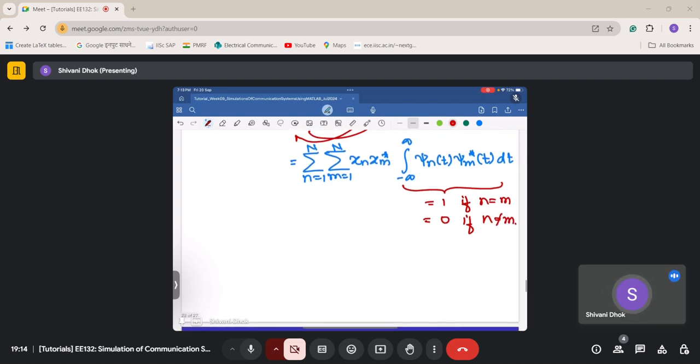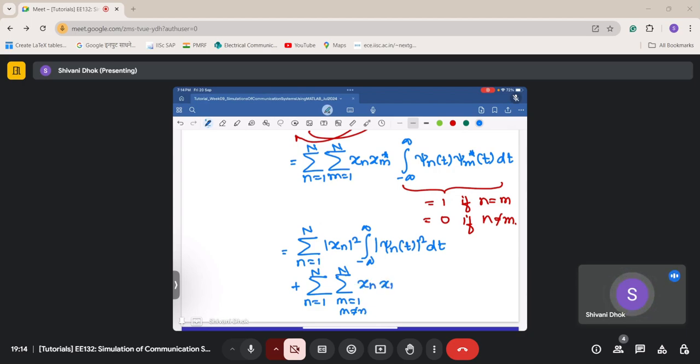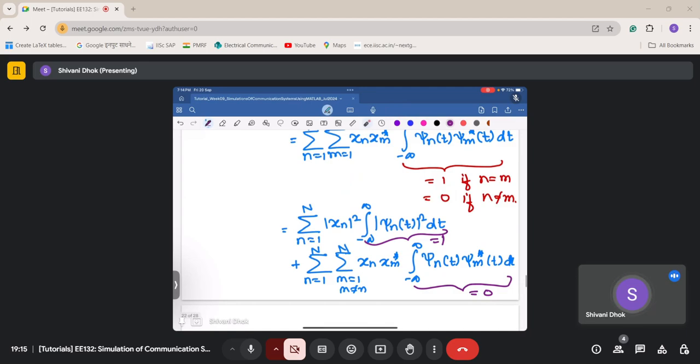So what we will do is split these into two summations. We can write them as summation n equal to 1 to N of magnitude of xn squared into integral from minus infinity to infinity of magnitude of psi n of t squared dt, plus summation n equal to 1 to N, summation m equal to 1 to N with m not equal to n, of xn xm conjugate into integral from minus infinity to infinity of psi n of t psi m conjugate of t dt. So therefore, what we get is that this integral here is equal to 1 and this integral here comes out to be equal to 0 because of this definition.